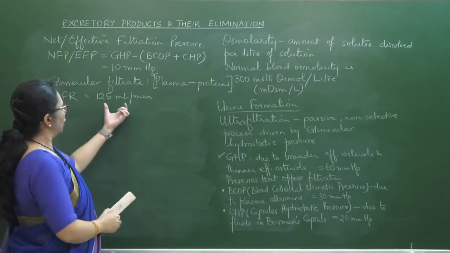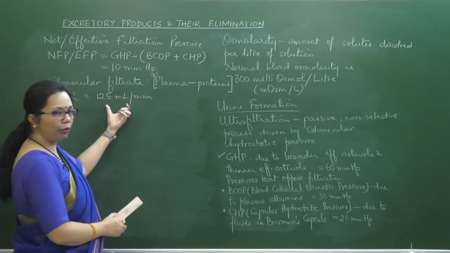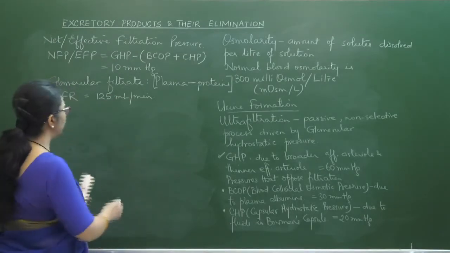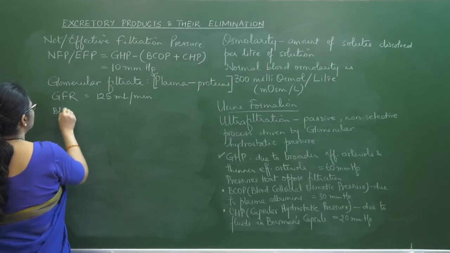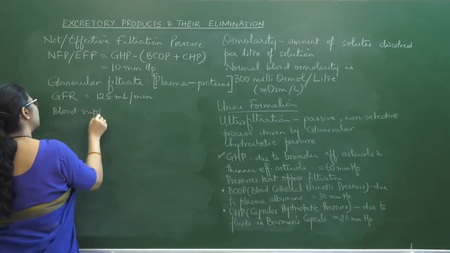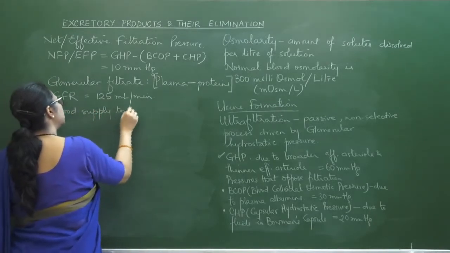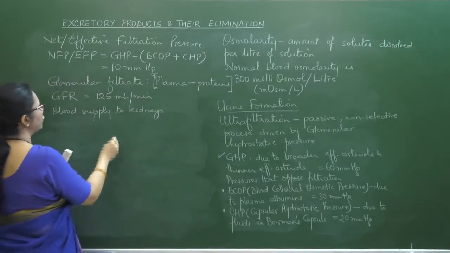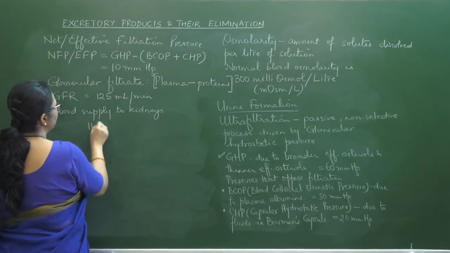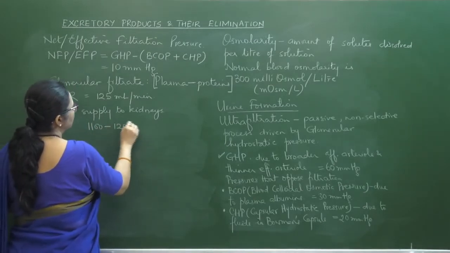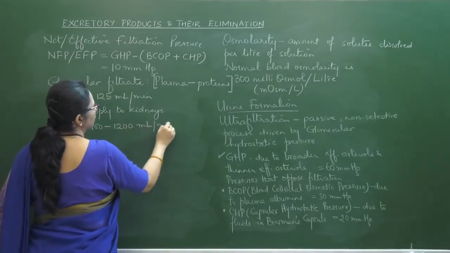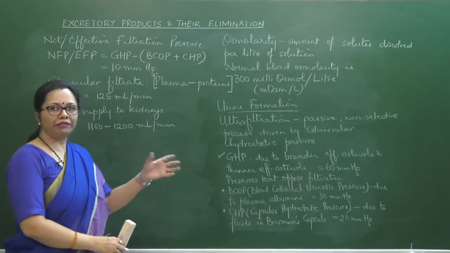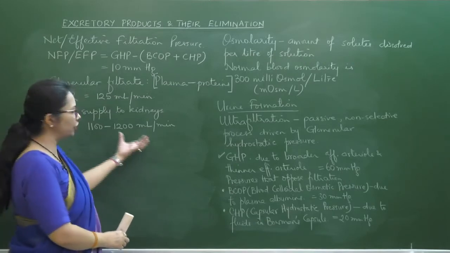Okay, so this is the glomerular filtrate normally. Then another is how much blood the kidneys were getting. So blood supply to the kidneys, and when I say kidneys, that means to both kidneys together. You will see it is 1100 to 1200 ml per minute. So your kidneys actually get more blood supply than your brain. The brain gets 750 ml per minute, kidneys get this supply.